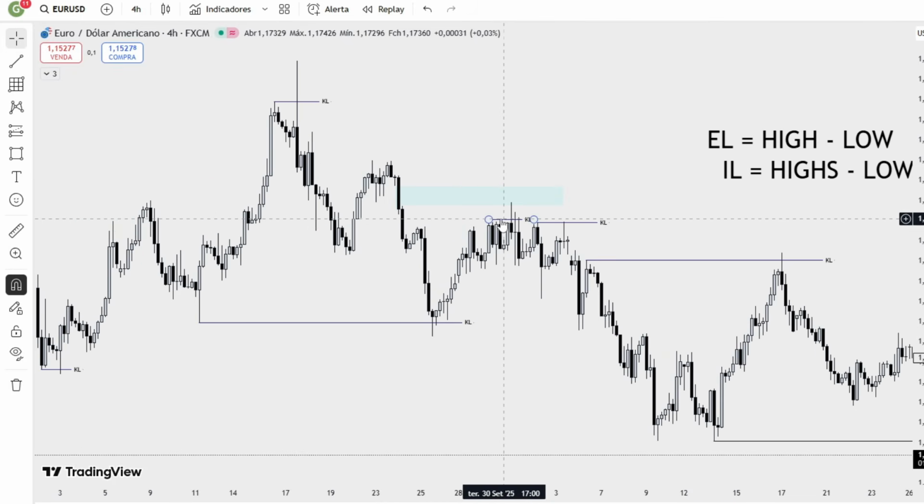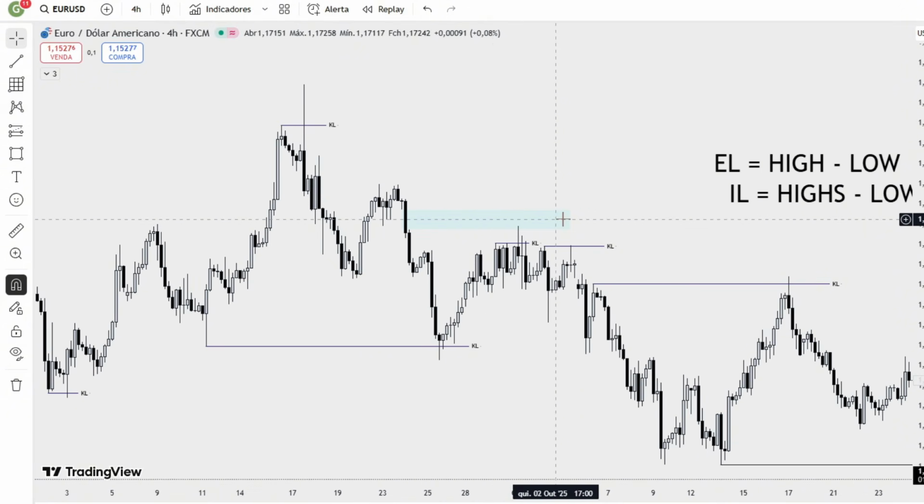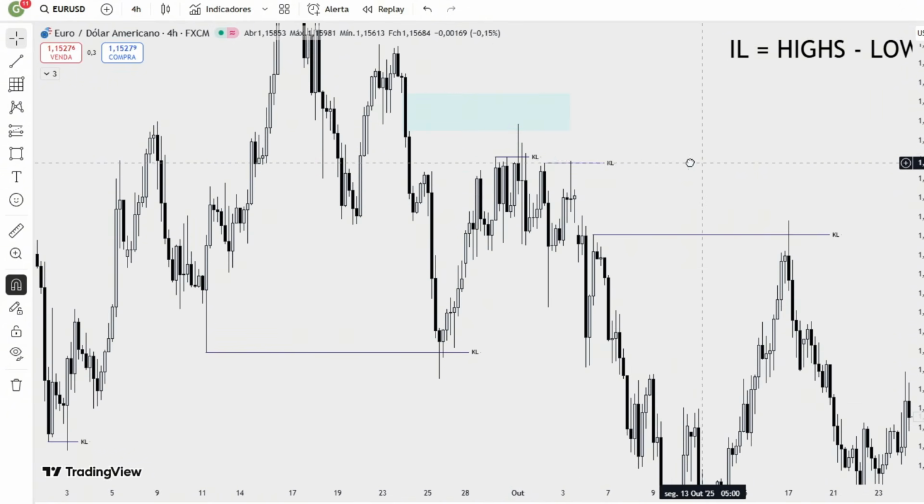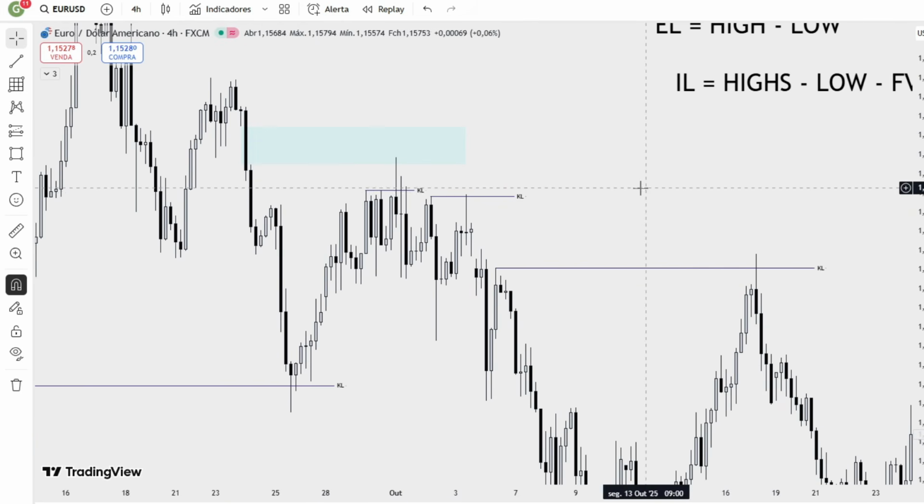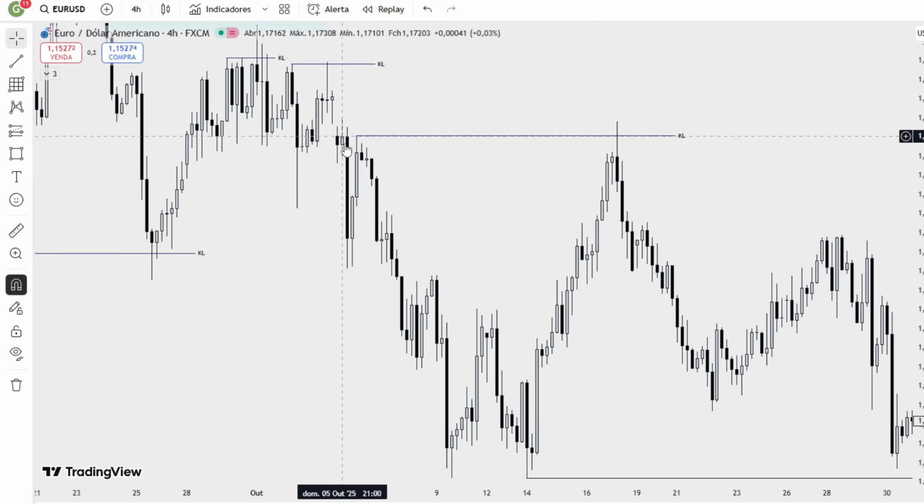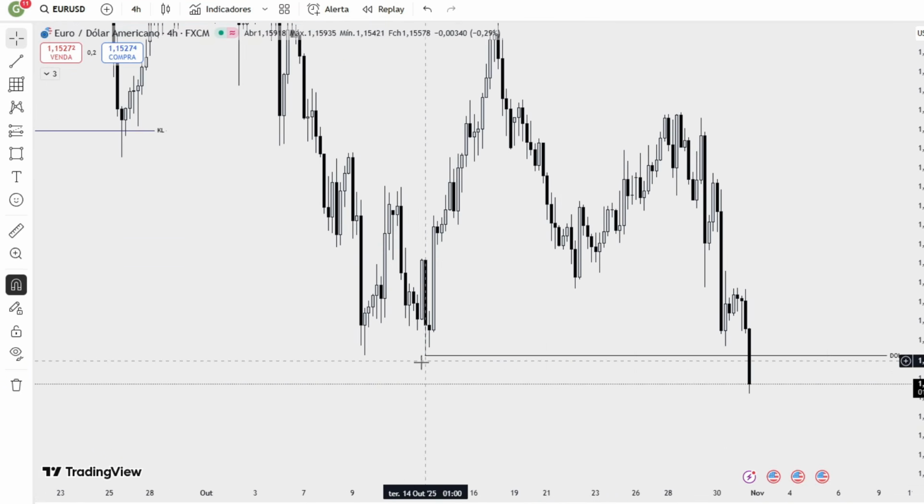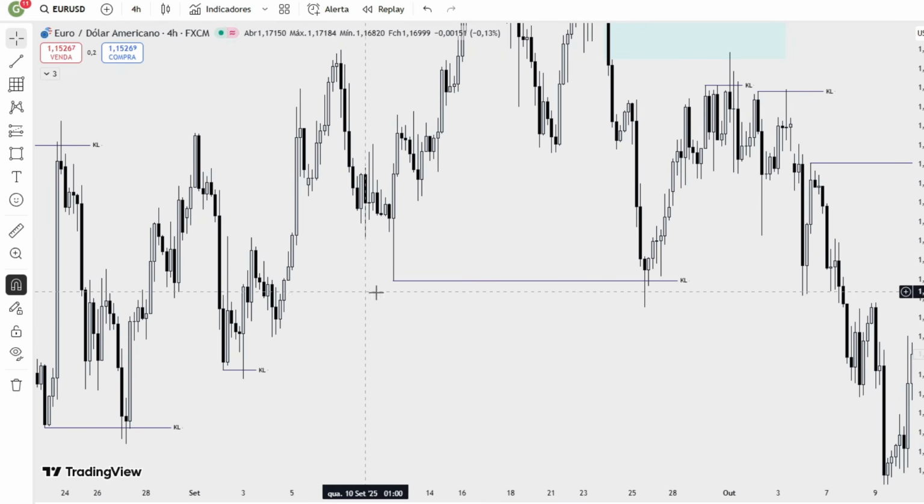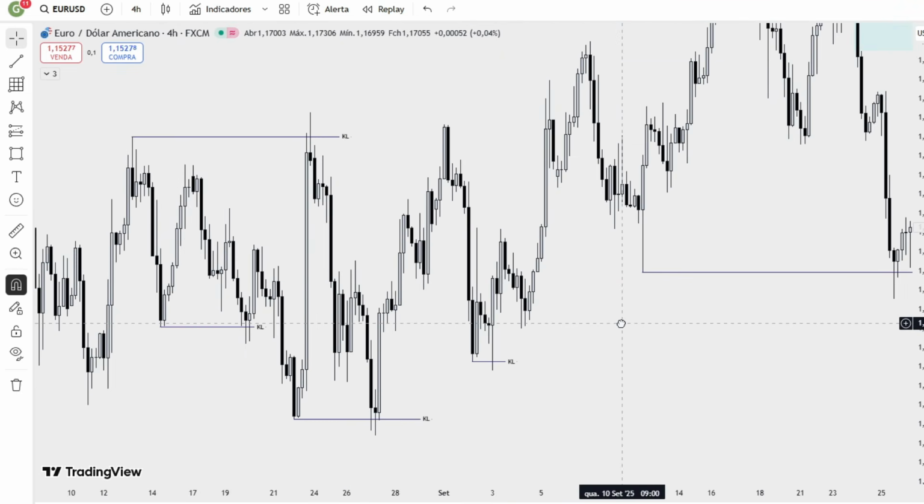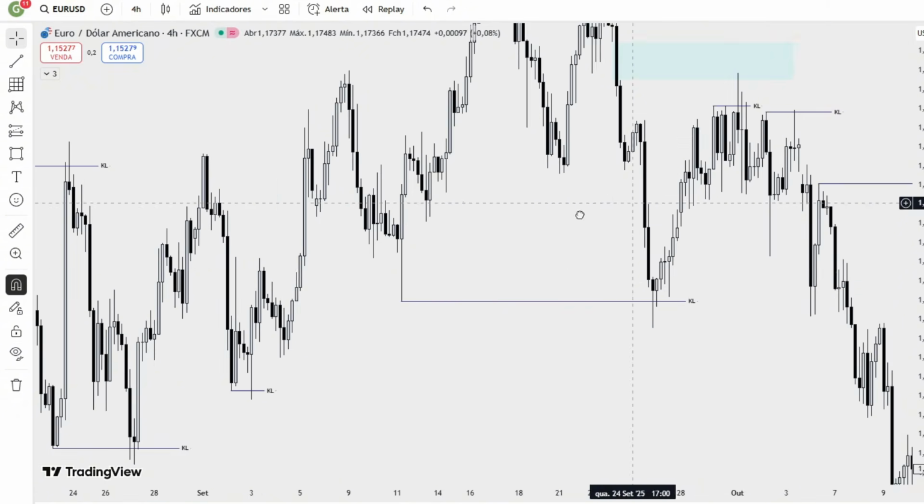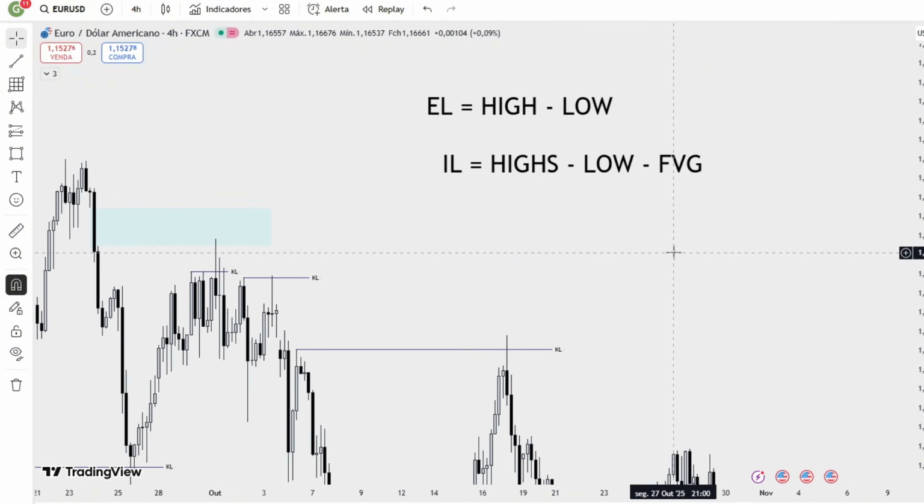So in this case, you have internal liquidity here, this high, and this internal liquidity in this fair value gap, okay? You have this internal liquidity, and this internal liquidity. Here you got external liquidity, okay? Here you got external liquidity, right? Here external liquidity. Well, that's basically it.